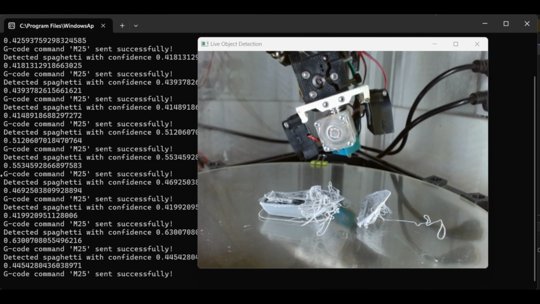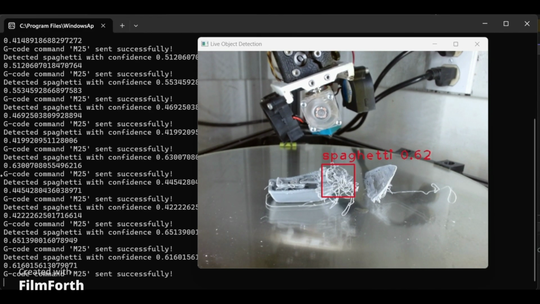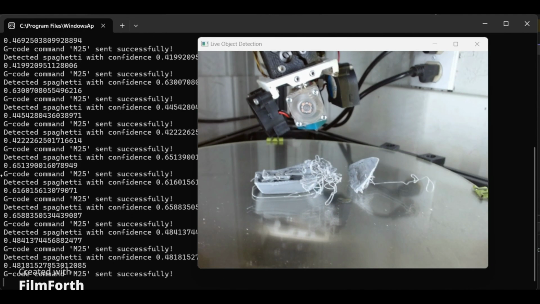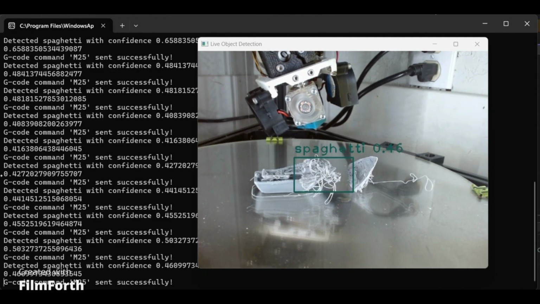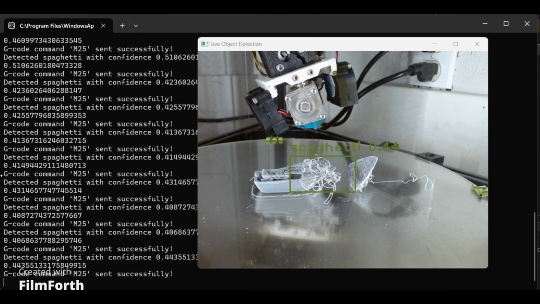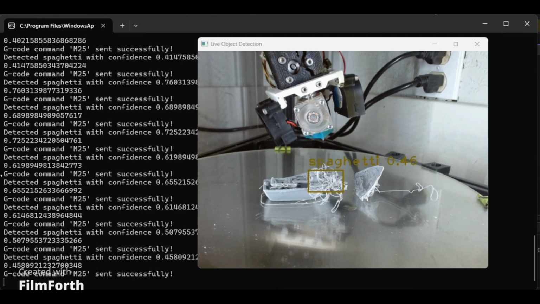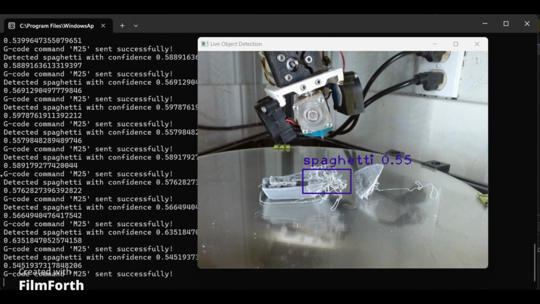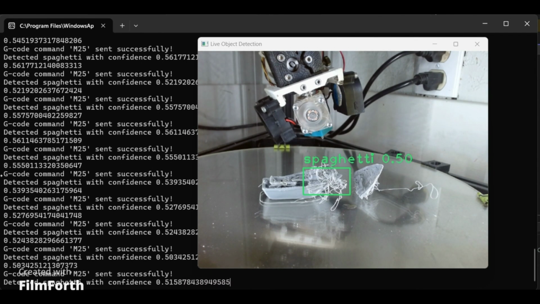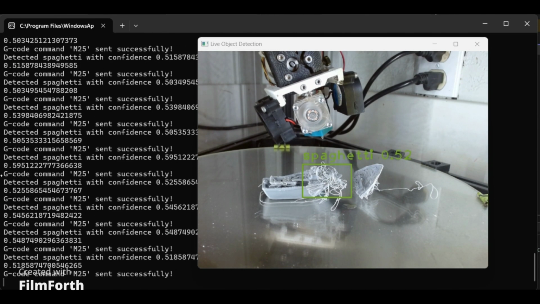Hello, my name is Gabriel, and I helped out with the AI deep learning portion of this project. As you can see in the video, there's a whole lot of spaghetti being detected from the AI algorithm. The spaghetti is referring to the stringy mess of material that happens when there's a failure happening on the 3D printer. So when the AI detects that, it sends the G-code command M25 to the 3D printer, and that has it stop the machine.